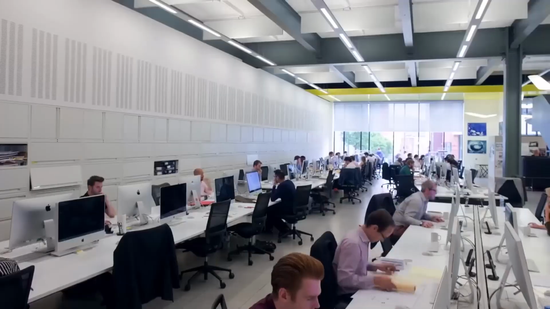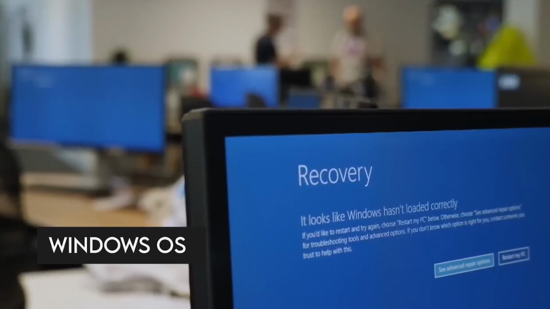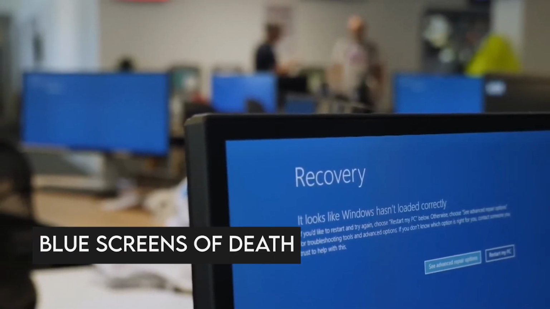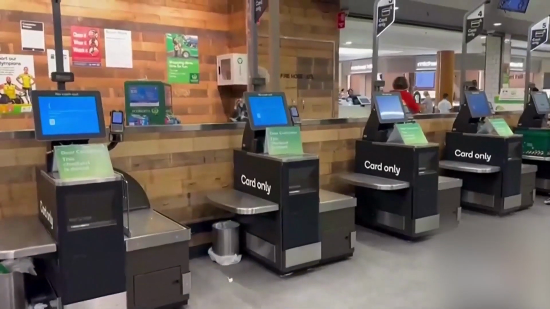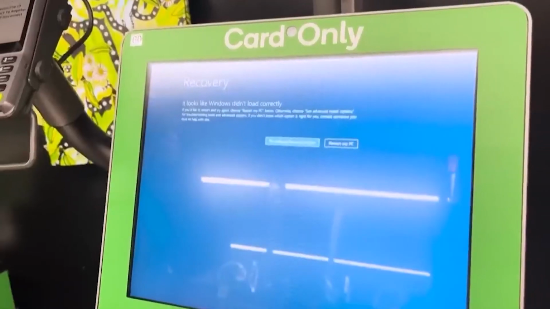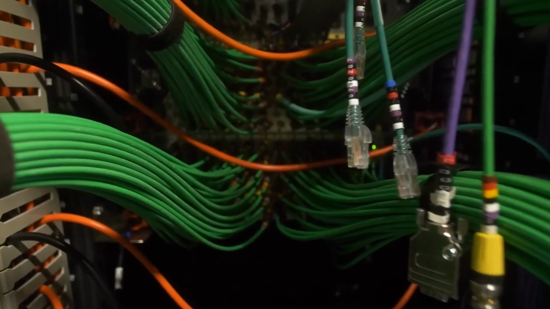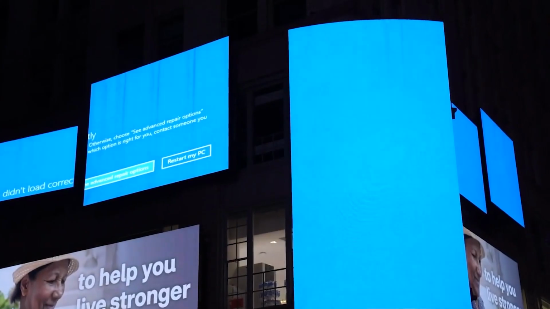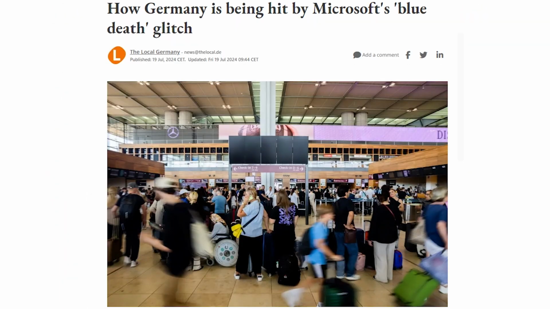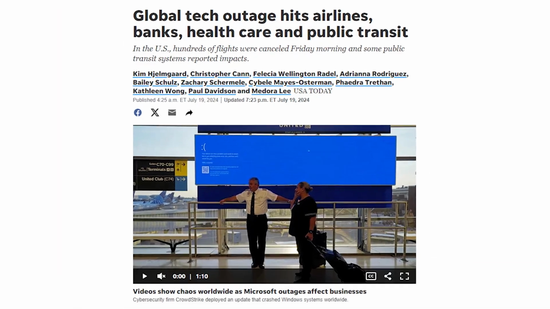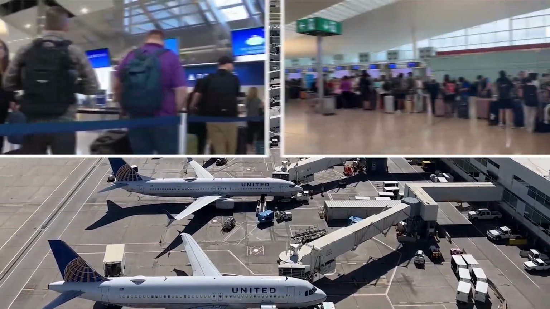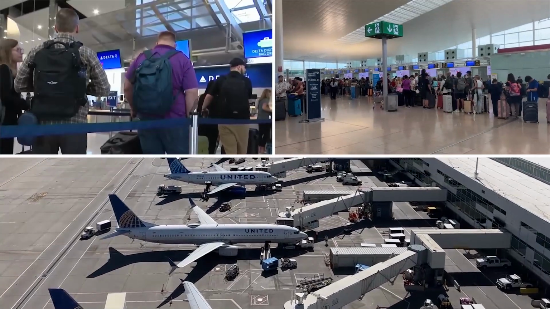Early Friday, Australian companies using Microsoft's Windows OS began seeing those dreaded blue screens of death. You know, it's the kind of situation when Windows decides to just shut down unexpectedly due to a serious issue. Chaos ensued, as the problem quickly spread worldwide, affecting places like the UK, India, Germany, the Netherlands, and even the US. Major airlines like United, Delta, and American had to hit pause on all flights.